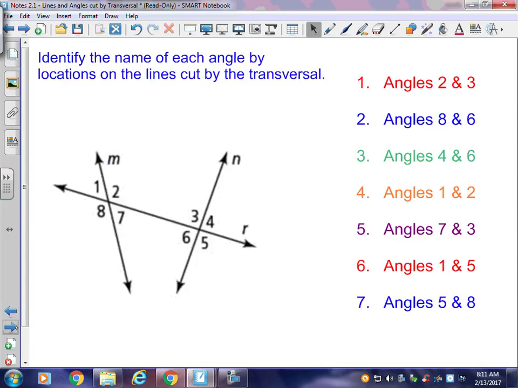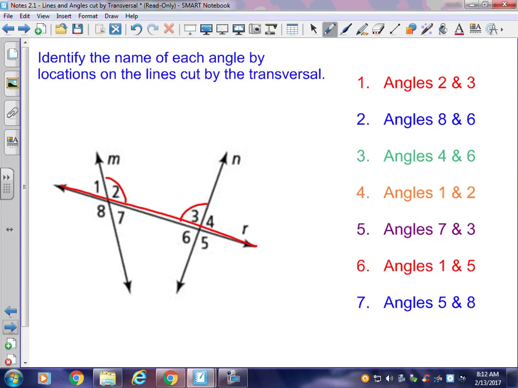So now we're looking at identifying the names of each angle by location on the lines cut by this transversal. Our transversal this time is R, and we have lots of angles labeled on M and M, so we want to see how they relate to R. First we're looking at angle 2 and 3. Here is angle 2, and here is angle 3, and here's my transversal. What you'll notice is they're on the same side of the transversal, but they're between the two lines.